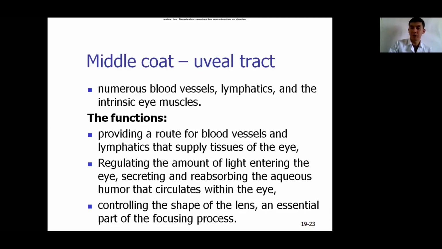The shape of the lens changes because of muscles present within the ciliary body and iris. The ciliary body consists of the ciliary muscle. The iris consists of the dilator pupillae muscle and the sphincter pupillae muscle. These muscles dilate and contract the pupil respectively, and regulate the amount of light that enters the eye along the refractive media.